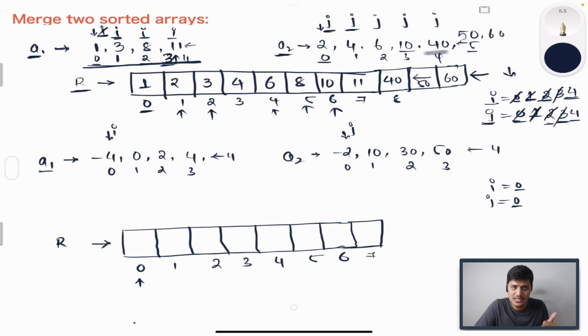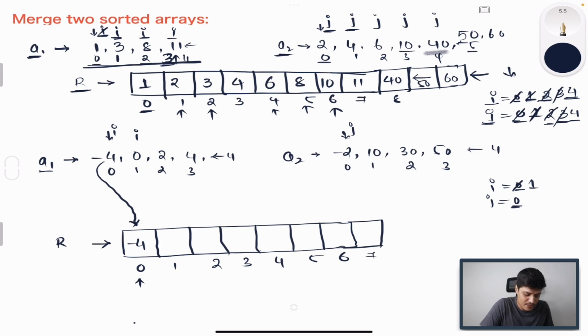Obviously -4 is smaller than -2, right? So we will move -4 into the 0th index. So -4 will be moved into the 0th index. So we will increment i by 1. So i will be pointing to the first index, and j is still at the 0th index.